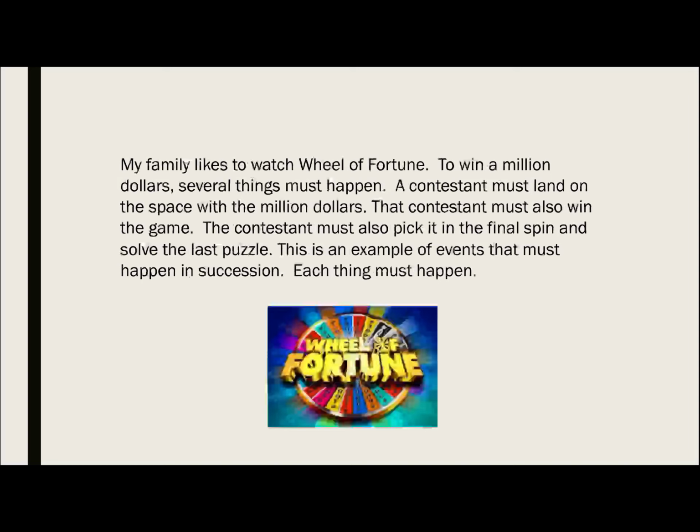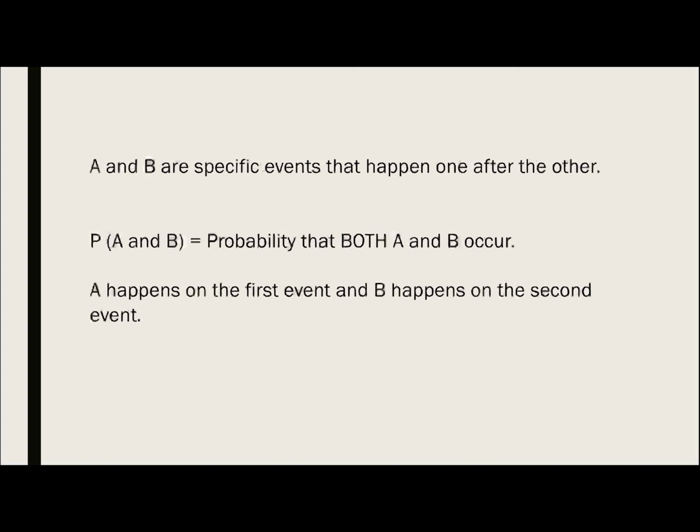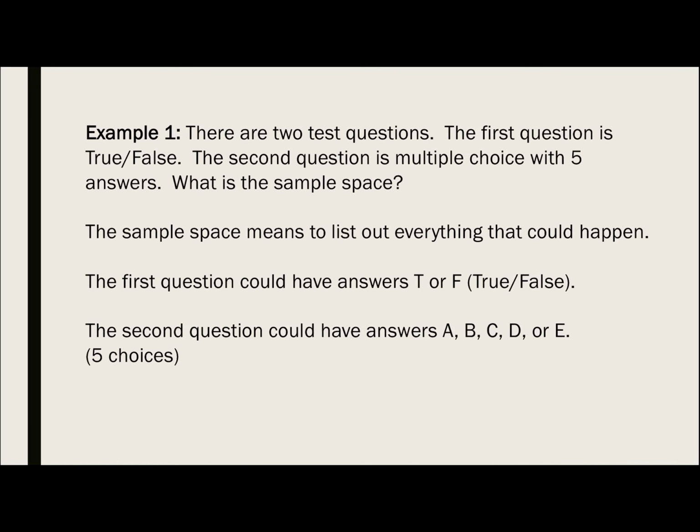Each thing must happen. A and B are specific events that happen one after the other. The probability of A and B equals the probability that both A and B happen. A happens on the first event and B happens on the second event.